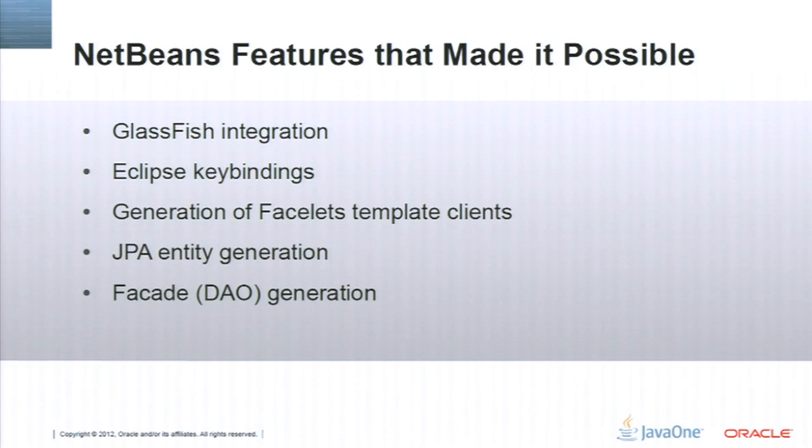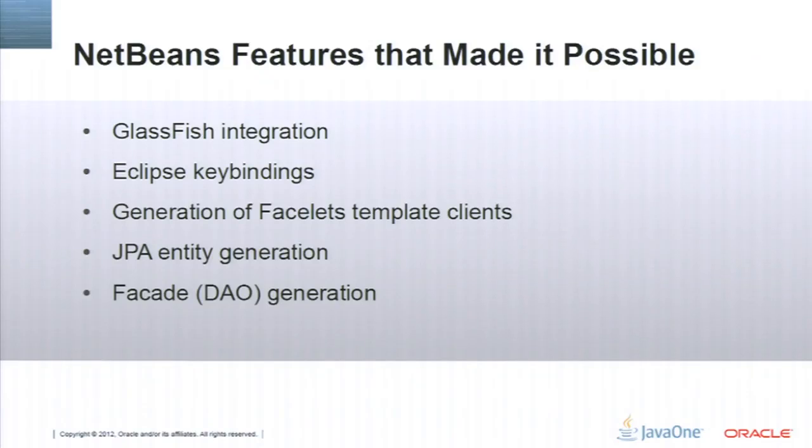Just like Johannes showed, generating Faces pages from a template. I wrote a template that had the banner and the menu, all the common areas, and everybody, just by pointing and clicking, could generate their pages and fill in the blanks. And the big thing was JPA code generation, both entities and DAOs. We had to write very little database access code. Most of it was generated. We essentially had to write a few JPA queries here and there, but for the most part, it was all generated. Without that, I don't think we would have ever met that deadline.